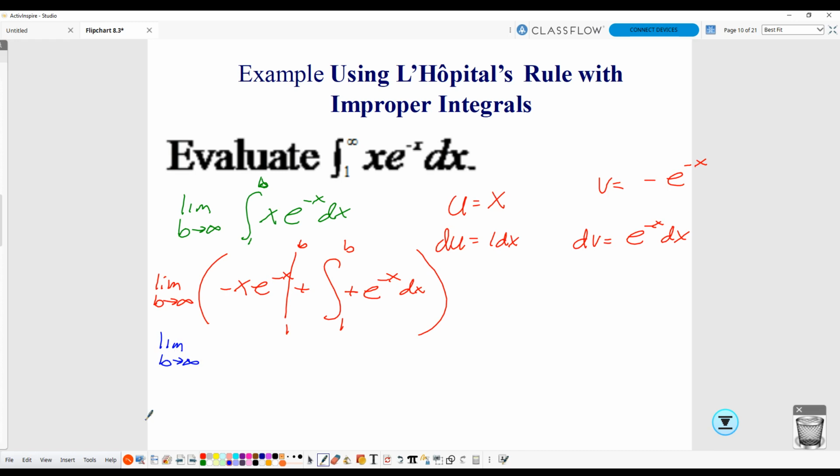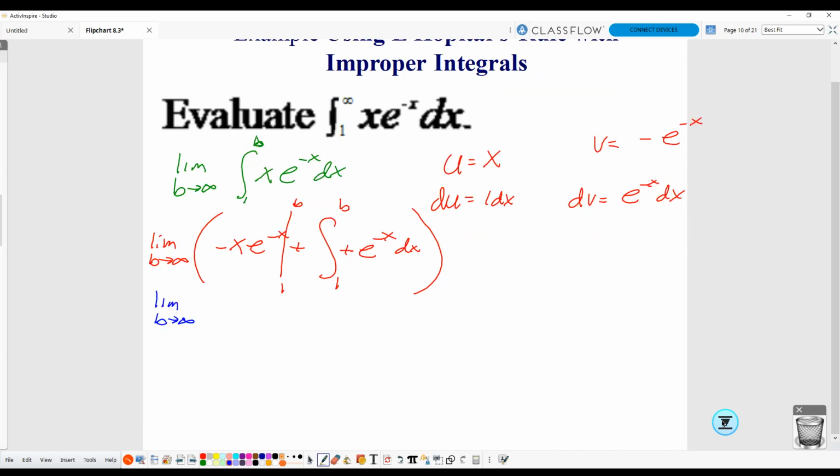Sorry, Chris, do we do tabular or not? You could. It's one step in tabular, it's one step in integration by parts. I don't see it being a big win, but whichever way you want to go. Just integrate everything at once and deal with it. Integrating e to the negative x again is negative e to the negative x, and we're evaluating from 1 to b.